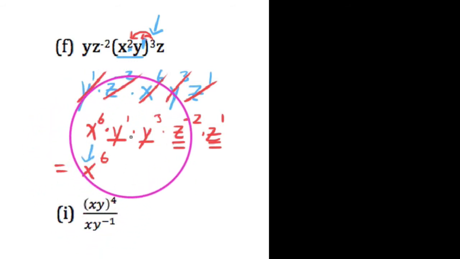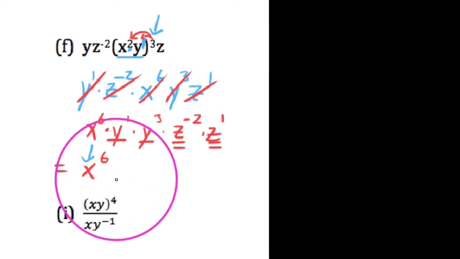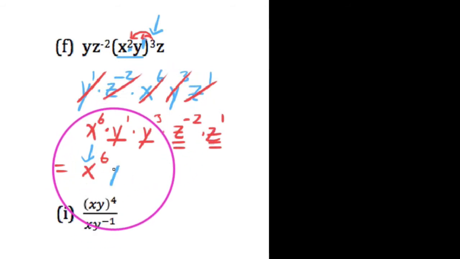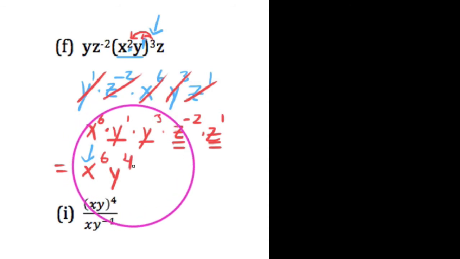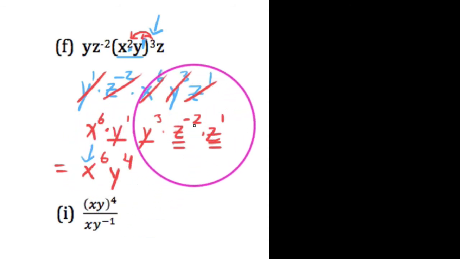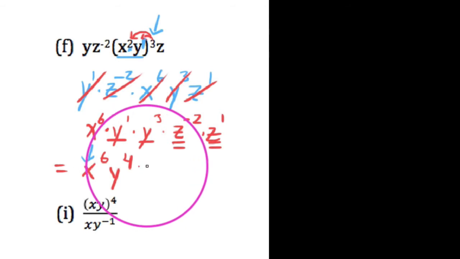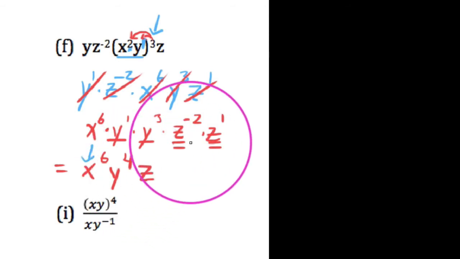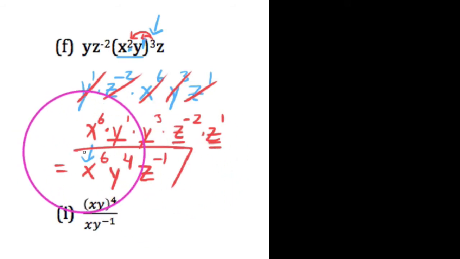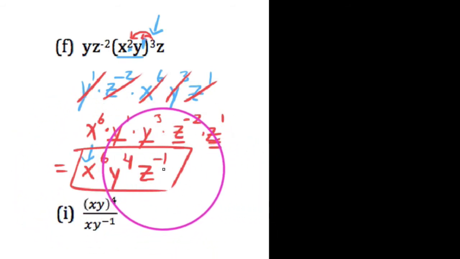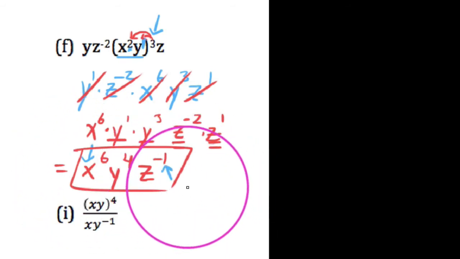However, with my y's, I'm saying, okay, well, I've got y to the first times y to the third. How many total factors of y must we have then? We say y to the 1 plus 3 is y to the fourth. And then z to the negative 2 times z to the first is still z. It's just how many z's do we have? Well, negative 2 plus a positive 1 comes out to be negative 1. So you know what? This is the answer. I'd love to leave it like this, but we cannot leave negative exponents if we can help it.